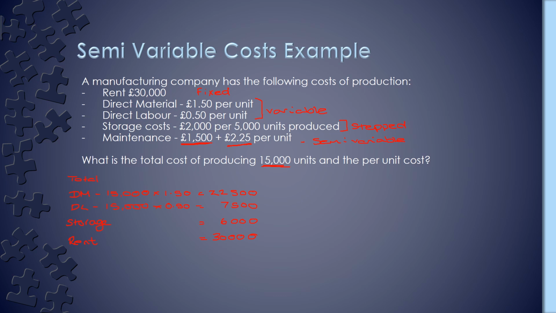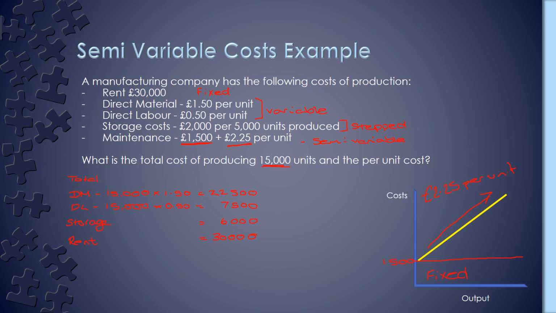And then finally, we've got our maintenance cost. So for our maintenance cost, we're going to have to work out what we're paying in maintenance per unit we're making and add on the fixed part of it. So if we look at our graph, we can see that our cost will always start at 1,500. We can't ever pay less than 1,500 for maintenance because this element of it here, that's our fixed cost. So we will always pay a minimum of 1,500, and then as our output increases, our costs will go up because we're then paying £2.25 per unit.